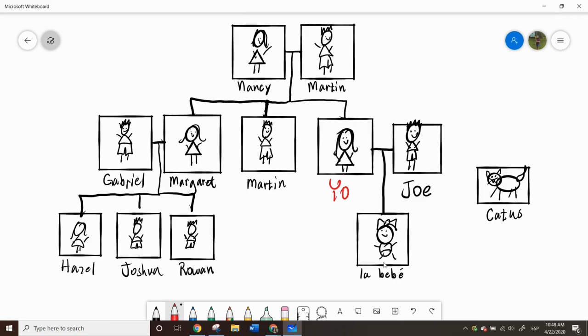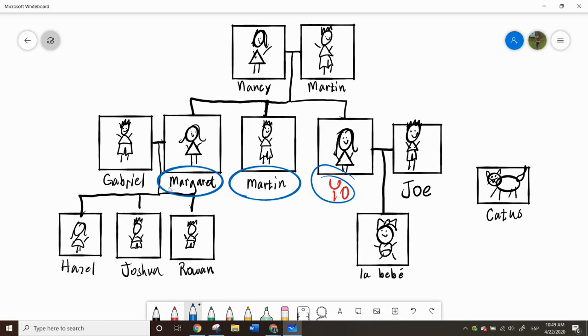How many siblings do I have based on what I have drawn on the tree? Okay, so my siblings are my parents' other children. So Nancy and Martin had me, but they also had another kid named Martin. They named him after my dad, and they had a kid named Margaret. Gabriel is not their kid because there is no line directly from Nancy and Martin to Gabriel. Gabriel is my sister's husband. So my sister, I call her Mags, married somebody named Gabe.